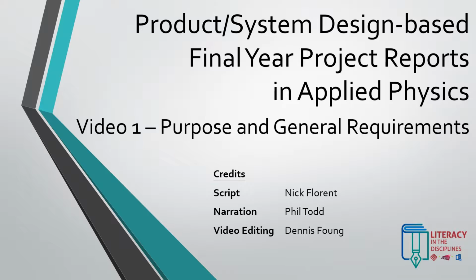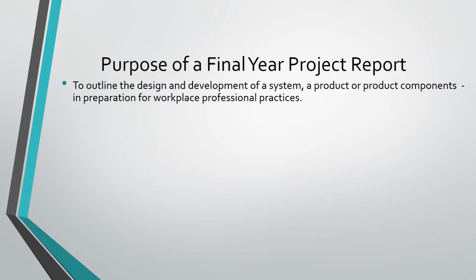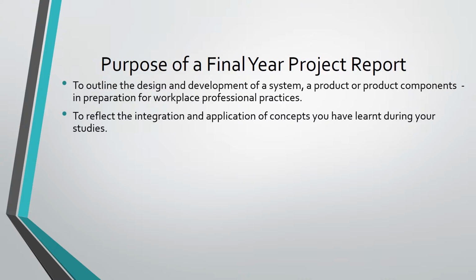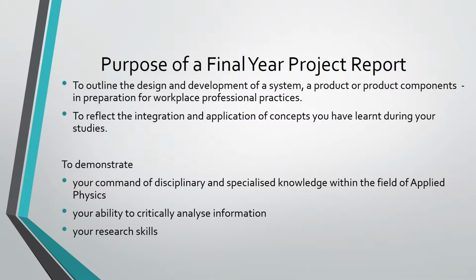First of all, let's consider the purpose of your report. A product or system design-based final year project report outlines the design and development of a system, a product or product components in preparation for workplace professional practices. It should reflect the integration and application of concepts you have learned during your studies. In the report, you demonstrate your specialized knowledge within the field of applied physics. You also demonstrate your research skills and your ability to critically analyze information. Finally, you demonstrate your ability to write an academic assignment.